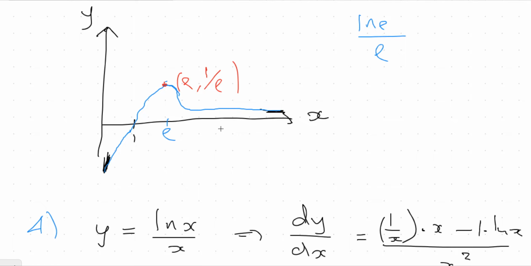Well, e to the pi and pi to the e, the only thing that's actually the same between these two problems is that e appears in both. We have e here, and that is a key point on the graph. That's a turning point.